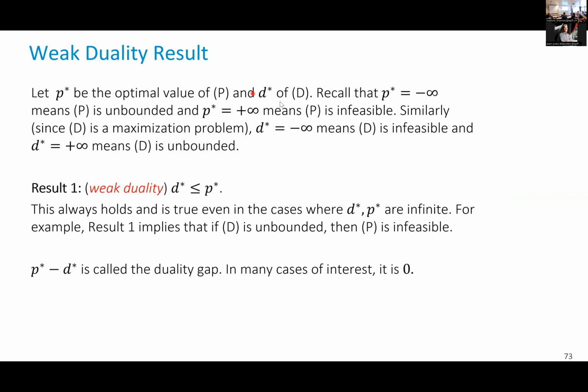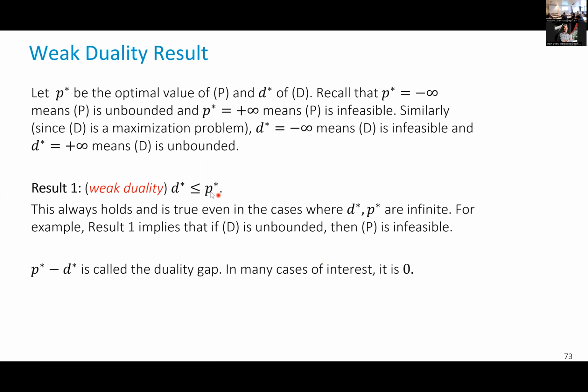The optimal value of the dual problem is always less than or equal to the optimal value of the original problem, called the primal problem. That's always true. It's called the weak duality result. And that's not very interesting in general. What we want is that there is equality. When there is not equality, the difference is called the duality gap, and we're interested in the case where it's 0 here.